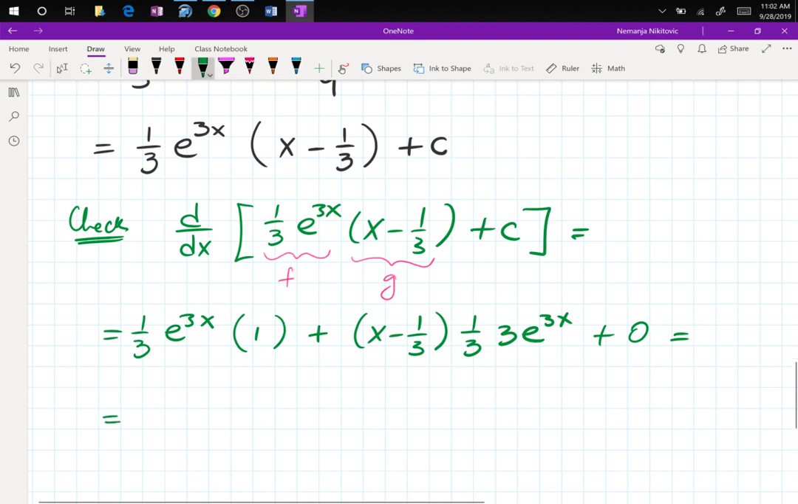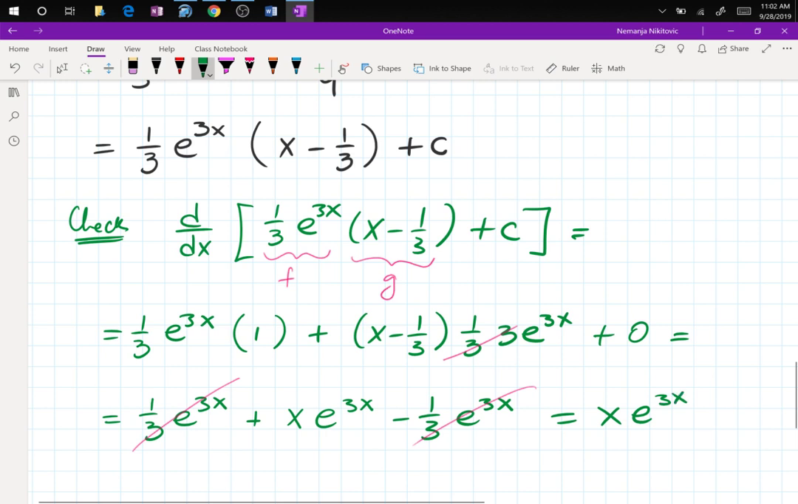So what do I get? I get 1/3 e to the 3x. These guys will cancel. Let me just cancel these 3's. And I have plus x e to the 3x when I distribute, minus 1/3 e to the 3x. And now you see that the first and the last term cancel because they are the same. One is positive, one is negative. And you just get this one term, x e to the 3x. And we're done.